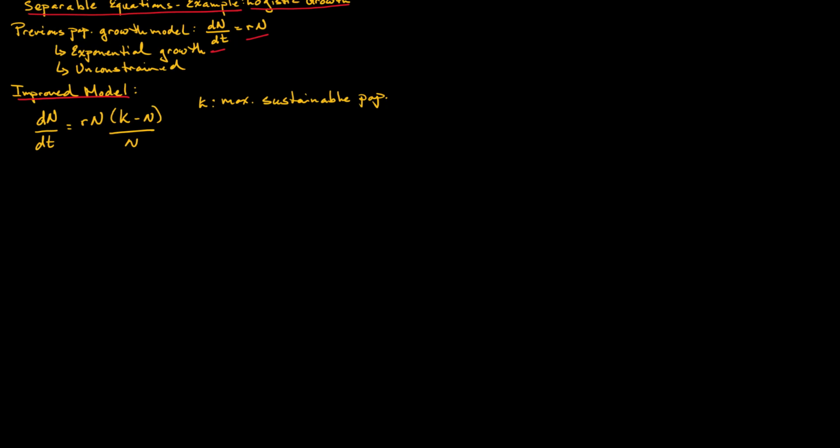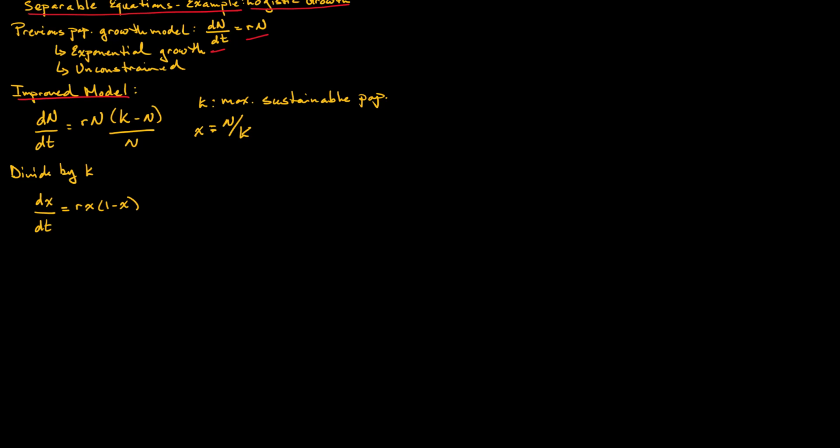So therefore, let's introduce a new variable x, which is equal to the fraction of the maximum population, k. So if we divide the above differential equation by k, it gives us a new differential equation that is a bit easier to deal with. And that is dx/dt is equal to rx(1 minus x).